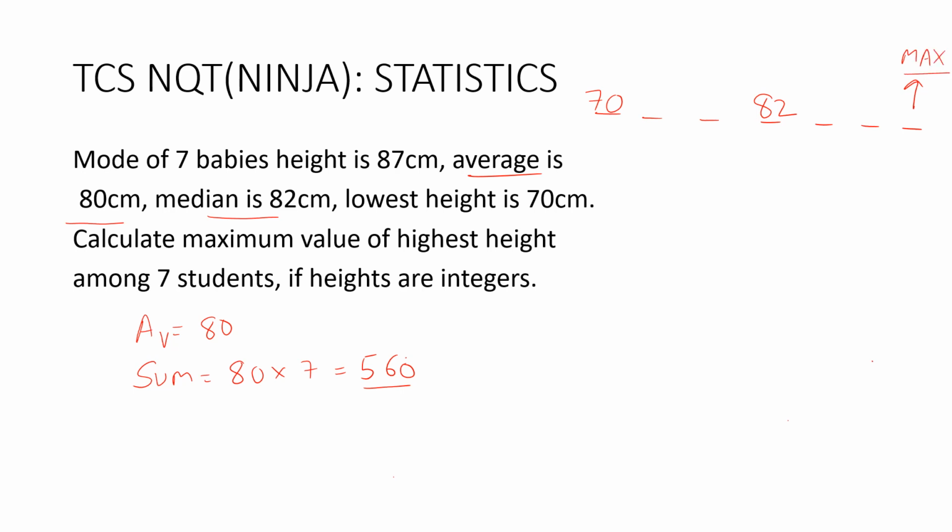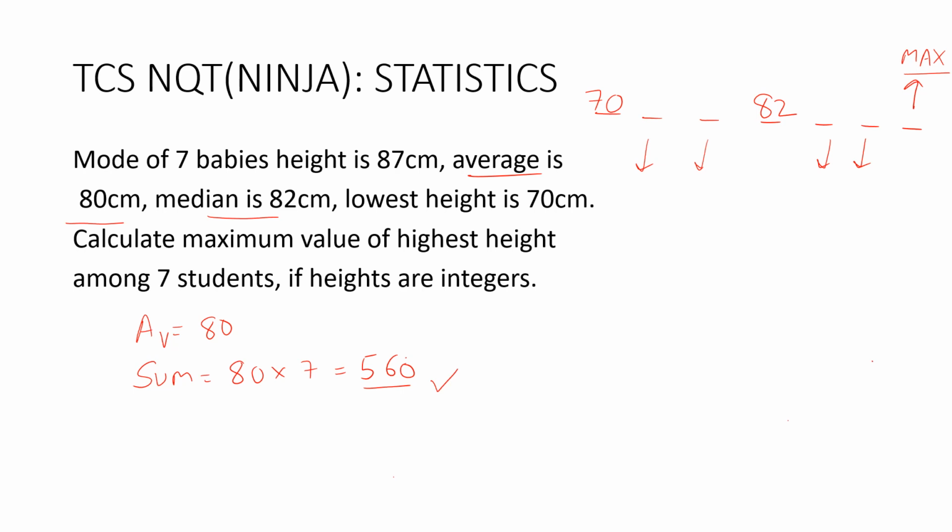Now, if you want to maximize this term and you keep in mind the constraint that the sum has to be 560, you cannot go beyond it. The sum has to be 560, you definitely cannot go beyond it, and you need to maximize the last. So if the sum is 560 and you need to maximize the last term, you are minimizing the others. Minimizing the others. Okay. One thing more, the mode is 87.